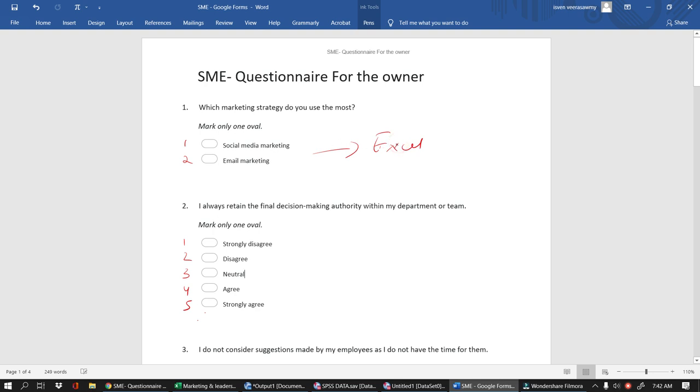When we have completed the transfer from your questionnaire to Excel, you will have to tell SPSS that 1 would mean social media marketing and 2 would mean email marketing. Then you should transfer the coding to SPSS. So you will see you have 3 steps. Step 1 is to code your questionnaire. Step 2 is to transfer the coding to Excel, and step 3 is to transfer finally the coding to SPSS. So you need to follow those 3 steps in order to be able to analyze your data properly.